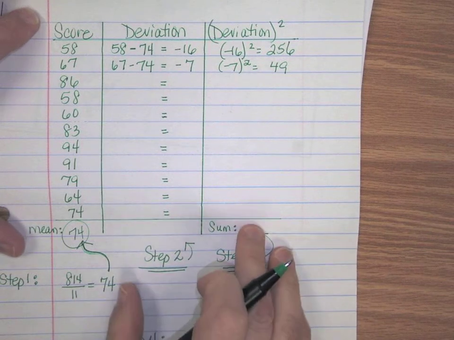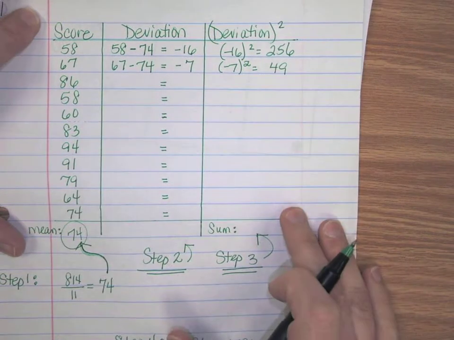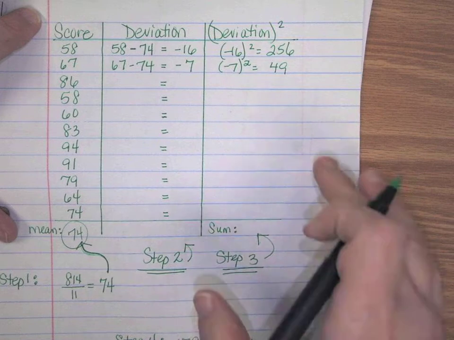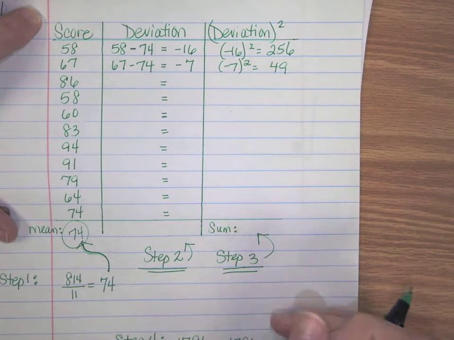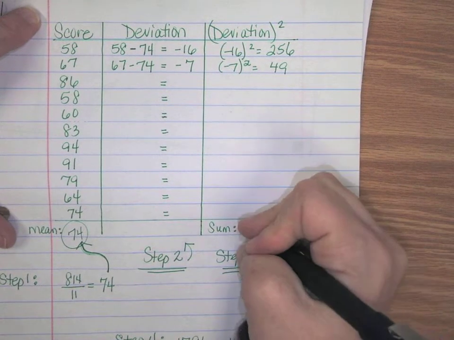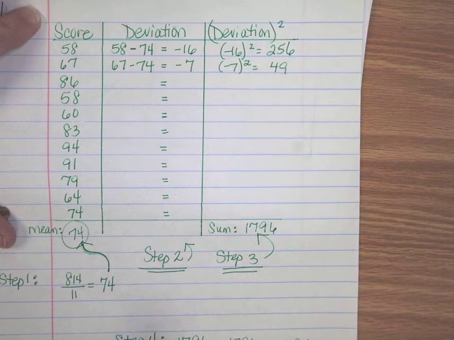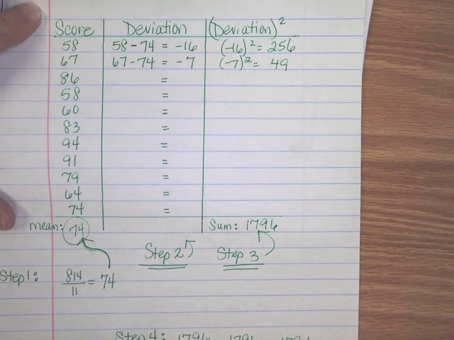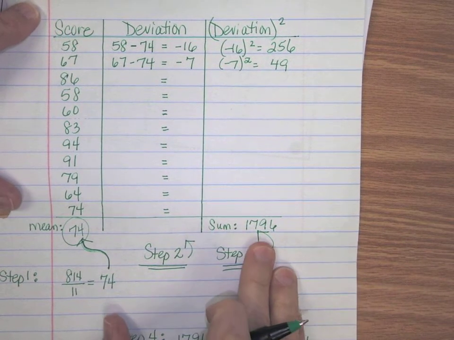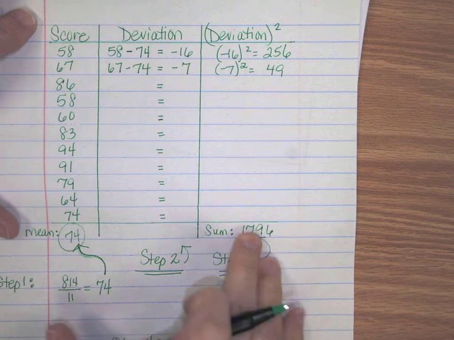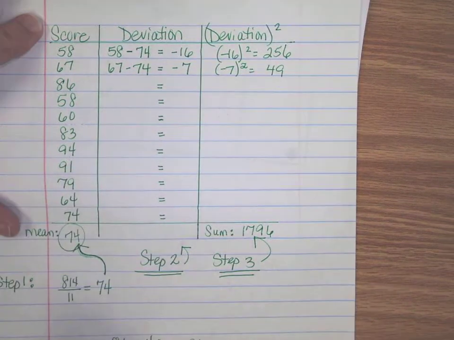So here's our step 3. If you get those done correctly, then the sum, when you add them together, should come out to 1,796. So there's another checkpoint to make sure you're working these correctly. If you get to this point and you do not have 1,796, you know you need to check your math back through here. So that should be 1,796. That's step 3.